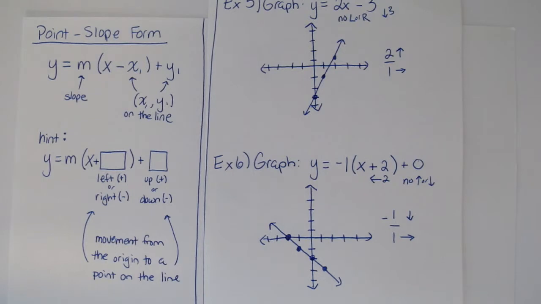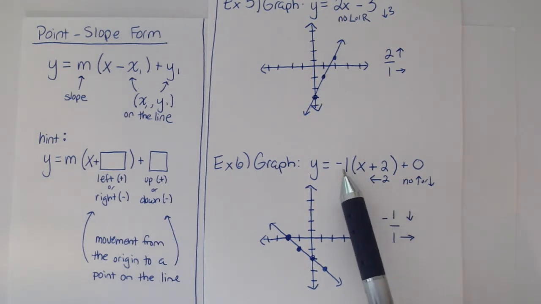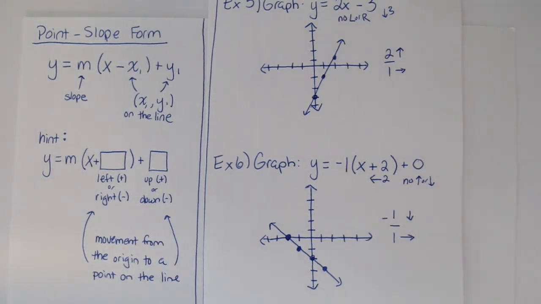So the key points to remember here is that when you're graphing a line, first you need to locate your point, and that's what you do. The inside parentheses and the outside parentheses, that helps you find your point. Then the slope tells you where to go from there, and that's how to graph a line in point slope form.